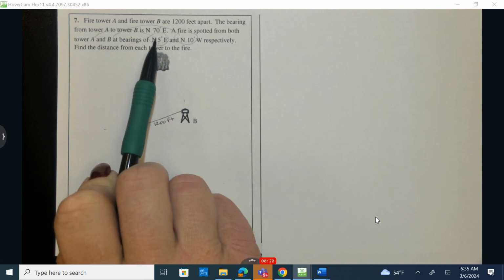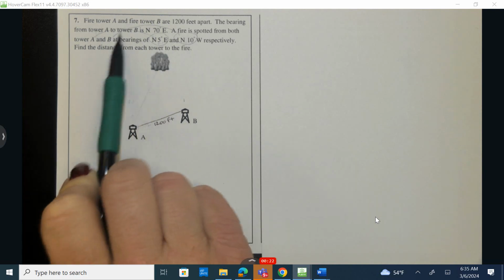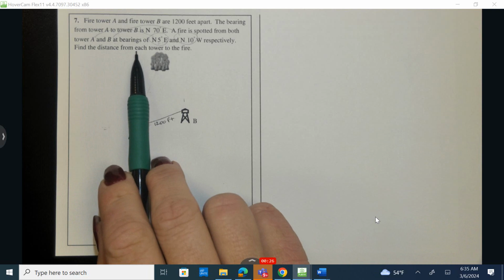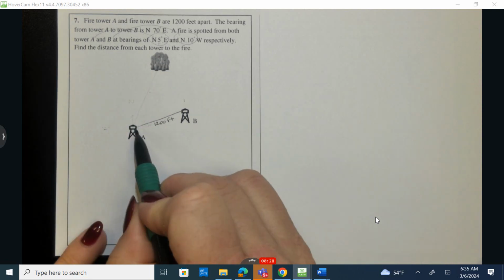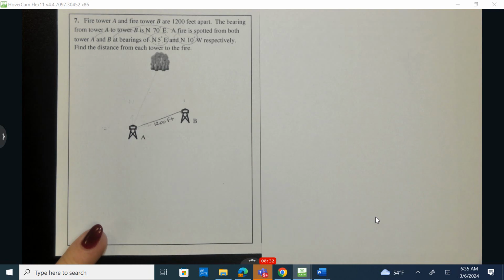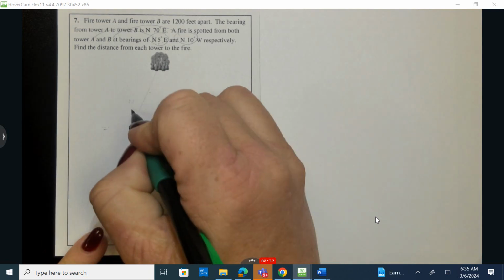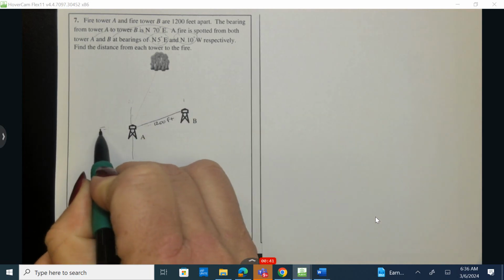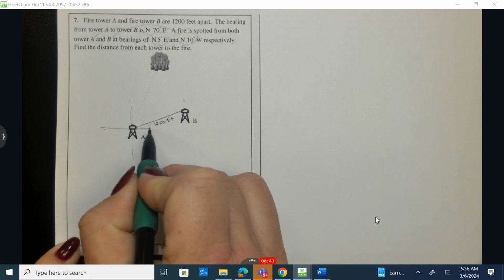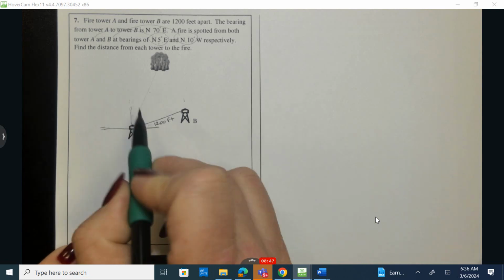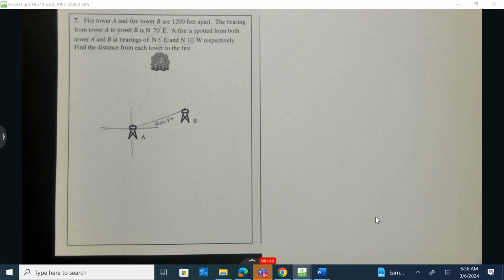Now notice I already drew a little line going back to A and back to B so we can keep those straight. Find the distance from each tower to the fire. So I started by drawing a line directly from A to B, and I'm going to identify it as being 1,200 feet apart. Next, I'm going to create a Cartesian plane here. Think of this as an X and Y axis, and we know that the X and Y axes are perpendicular, creating 90-degree angles.